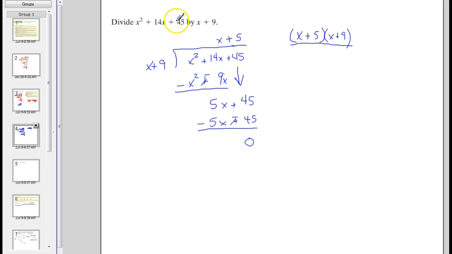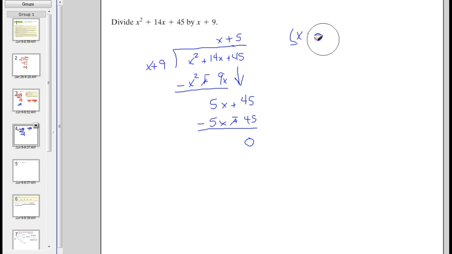X squared plus 14x plus 45 factors to this. Two numbers that multiply to 45 that add to 14. Right, and then we're dividing by x plus 9. So the x plus 5 is the answer. So you could have done this one by factoring too.